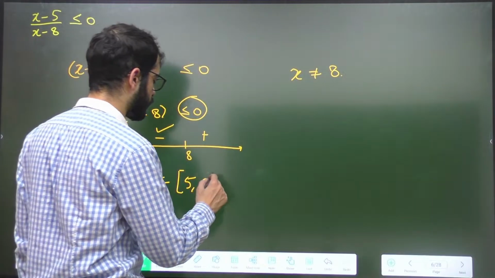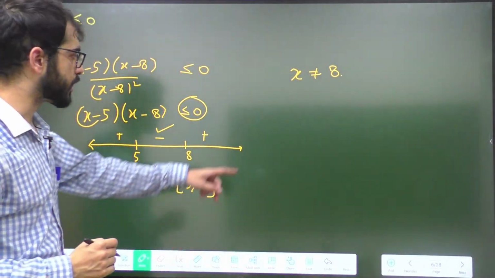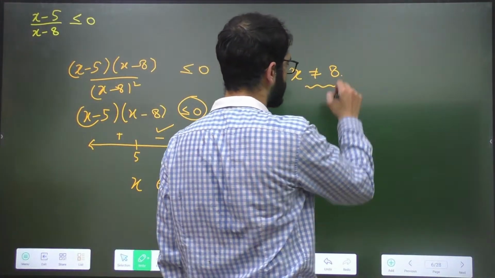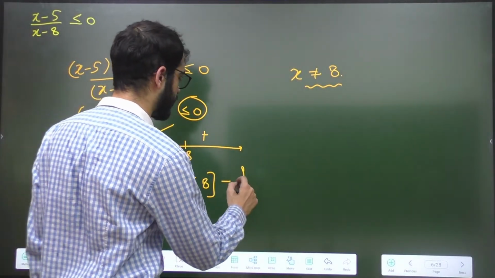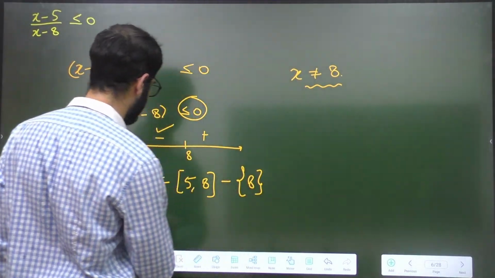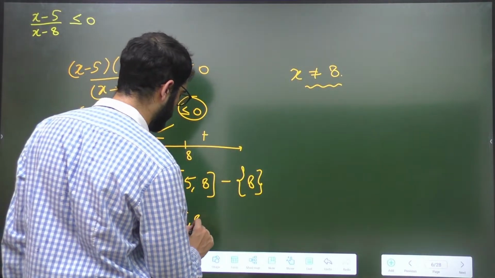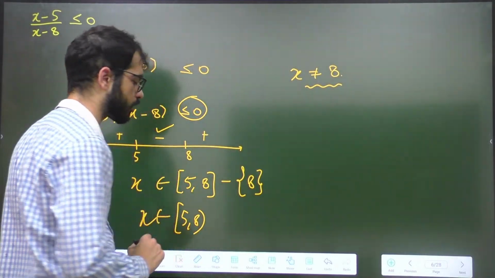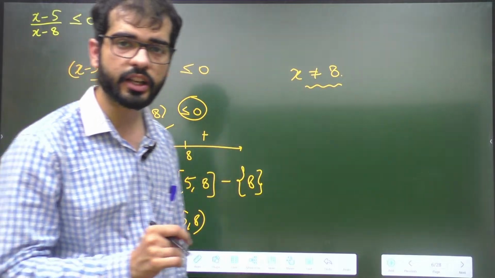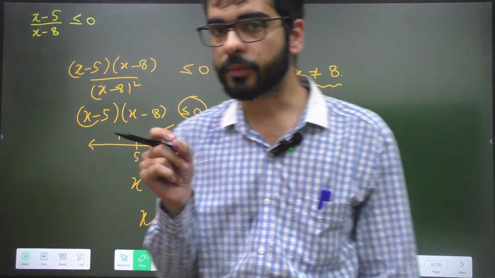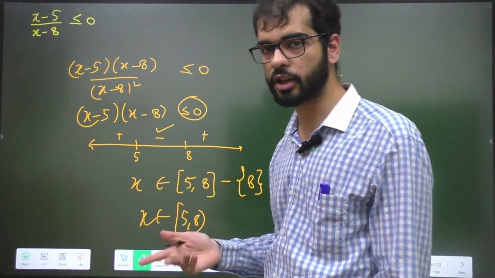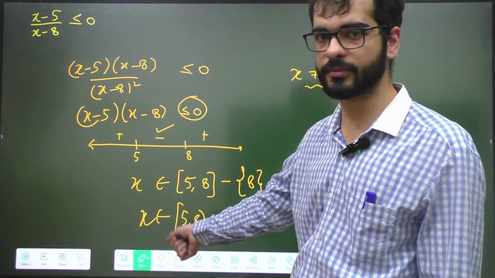I will have to put closed interval from 5 to 8, but as we just saw that 8 is not possible, so I have to exclude 8 from the interval. So my final answer becomes 5 to 8. 5 is included, 8 is not included. And as we discussed in the beginning of this lecture series, a number just less than a particular number cannot be found. So we cannot find the maximum value of x.